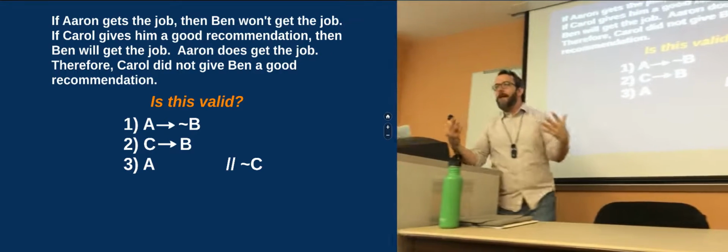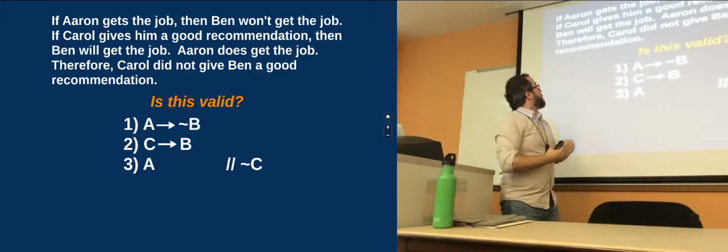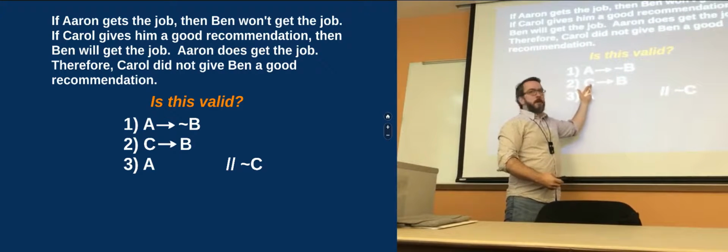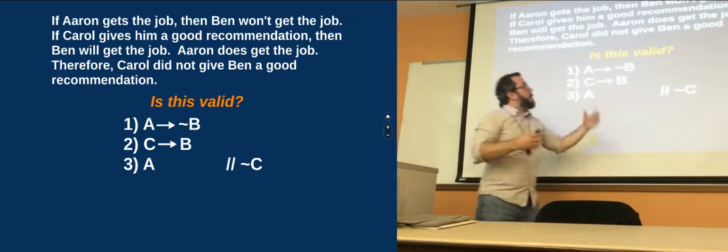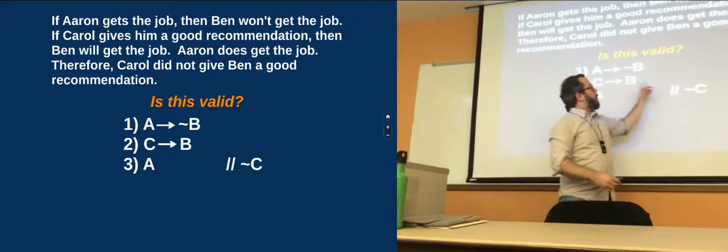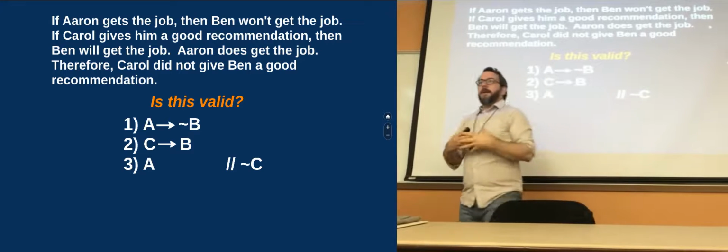Where B is Ben gets the job, A is Aaron gets the job. If Carol gives him a good recommendation, so Carol gives him a good recommendation to C, then Ben will get the job. Aaron does get the job. Therefore, Carol does not give him a good recommendation.